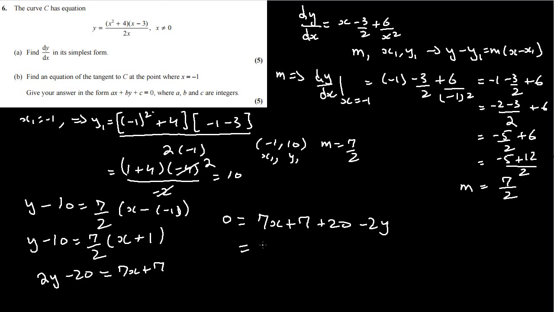Simplify it a bit, so you have 7x, this 7 and this 20 will make 27, minus 2y. So finally you can write it as 7x minus 2y plus 27. That is the equation to the tangent, and this is A, B and C.